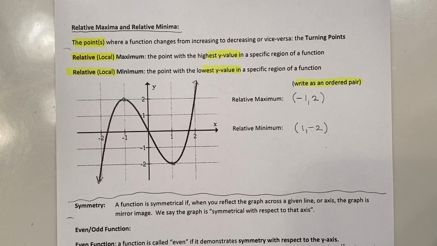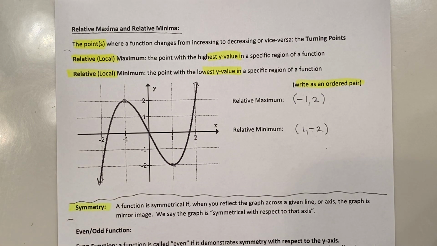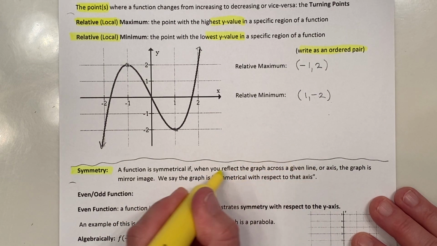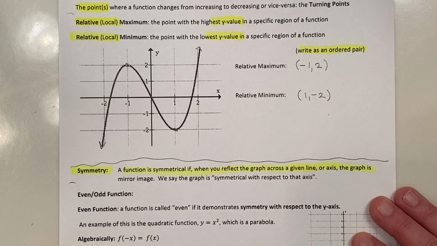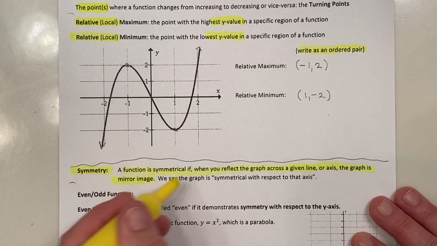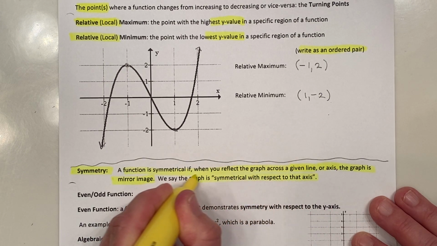All right, another topic that we're interested in with regard to a graph is symmetry. Does the graph we're looking at have symmetry? Symmetry is defined as when you reflect the graph across a given line or an axis, the x or y axis, the graph is a mirror image. We say that the graph is symmetrical with respect to that axis.